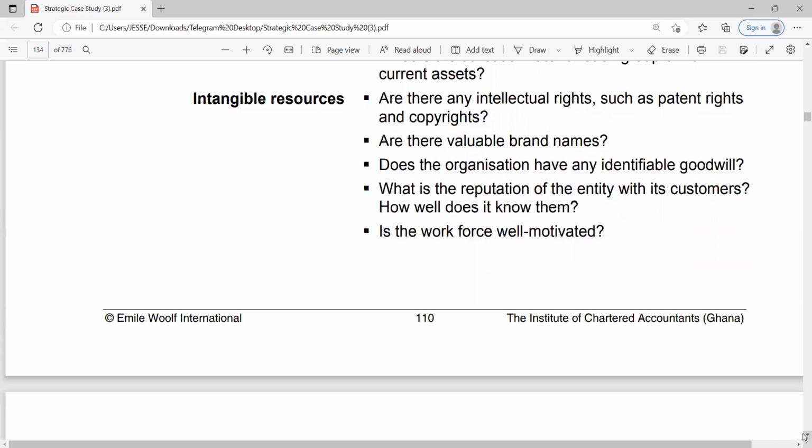What does the word intangible mean? Intangible simply means that it's something that cannot be physically touched. That's what we mean by intangible. So something like reputation, it cannot be physically touched. So what is the reputation of the entity? What kind of intellectual rights do they have? Are there any valuable brand names? All these are intangible things.